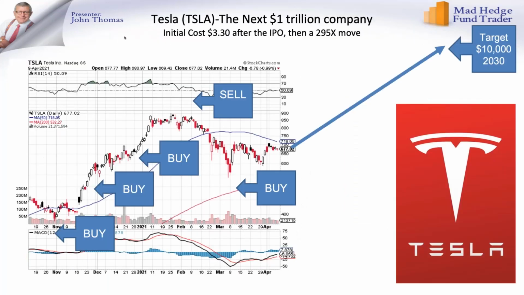Of course, Tesla's been one of our best stocks ever. We bought it initially at $3.30 after the IPO blew up. After that, it went up 295 times. We're now targeting another 12-fold increase to $10,000 a share.